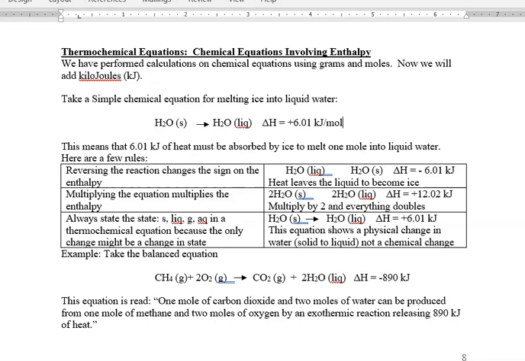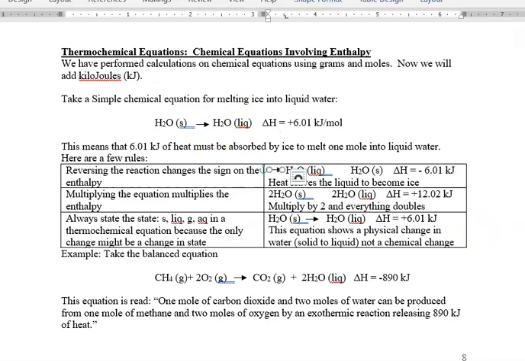So if you turn this reaction around and went from liquid to solid, it would be the same amount of heat per mole, but it would be a negative sign. It means you'd have to take that heat out of the water in order to get the water molecules to freeze together into a solid. Multiplying the equation multiplies the enthalpy. So instead of doing 1 mole, you want to do 2 moles. Then you just multiply everything by 2, including the enthalpy.